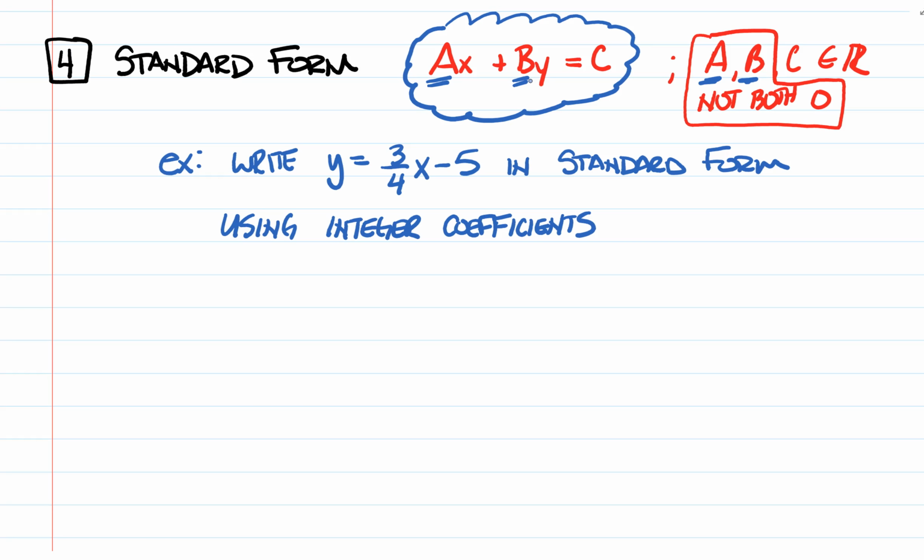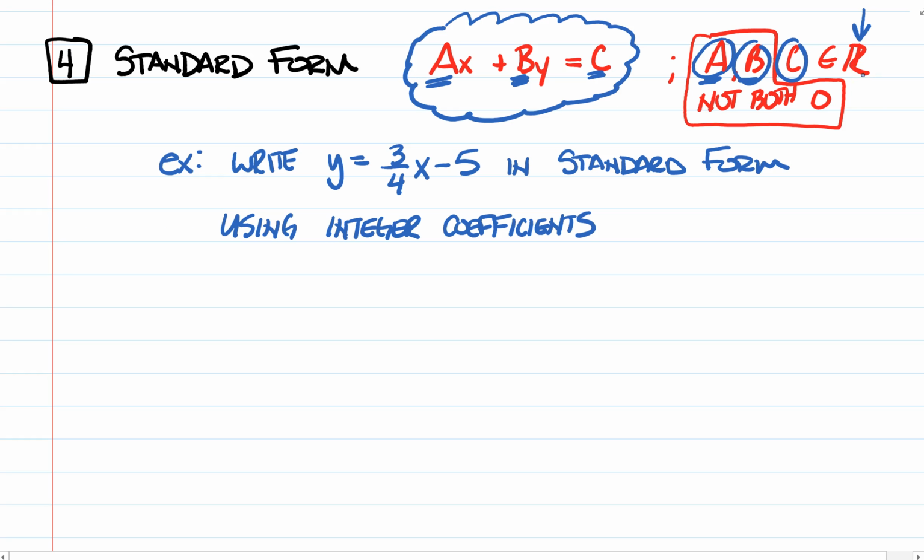So they can't both be 0 at the same time. And then all of them, the A, the B, and the C, meaning this number, and this number, they all have to be real numbers. That's what that symbol means right there. So those are the two things you have to consider.